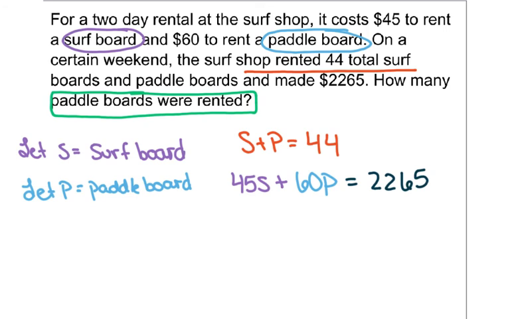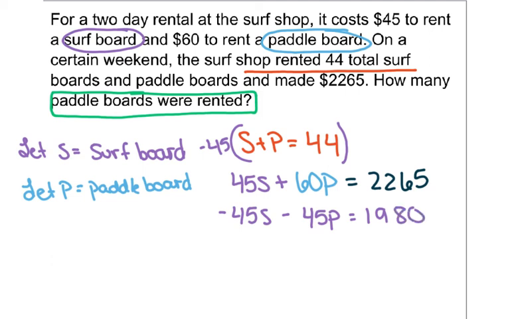So now I've got my two let statements and I've got my two equations. And I want to figure out how many paddleboards were rented. So that means I am going to eliminate the surfboard. So I'm going to multiply this first equation by a -45. So I'm going to get -45s minus 45p. And I need to multiply 44 times 45, which is 1,980, and that's going to be negative. So our surfboards are eliminated.